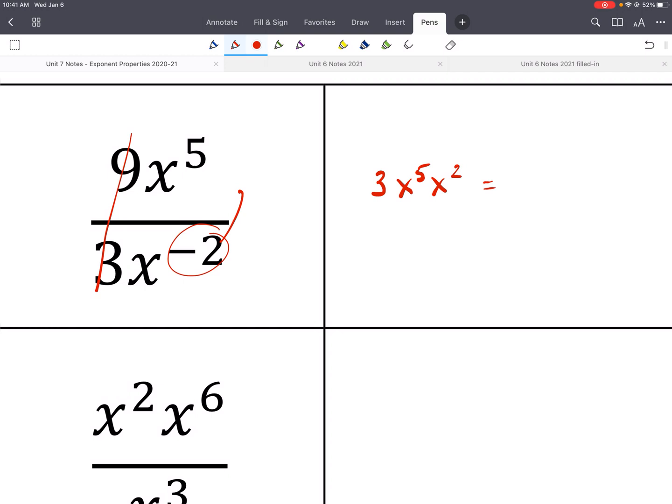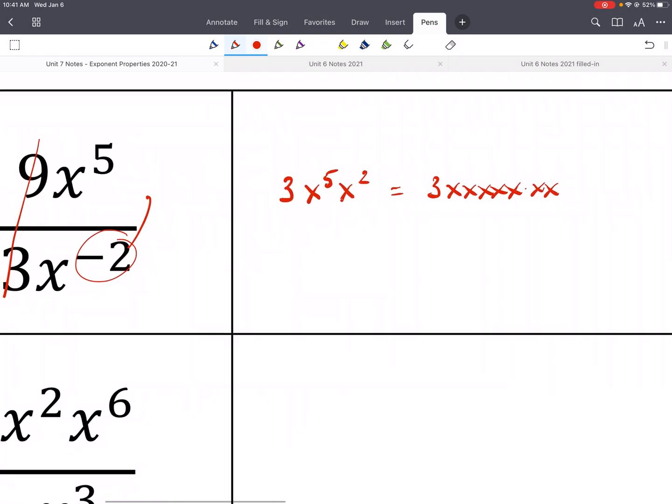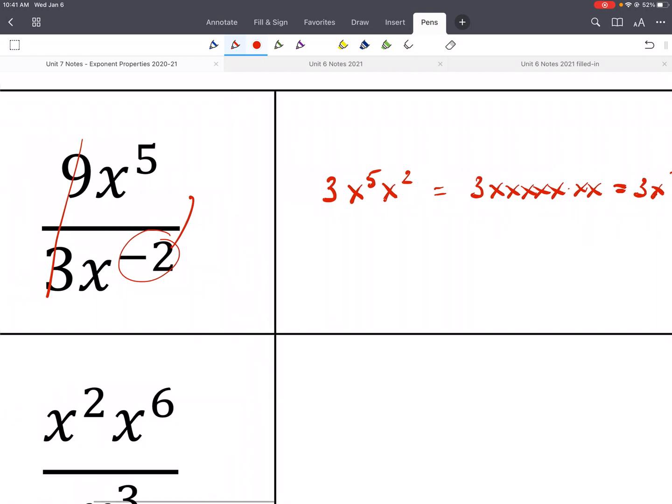And then we could expand. So 3 would have 5 x's, and then 2 more x's. That would give us 3x to the 7th. Okay, so that's if we want to expand.